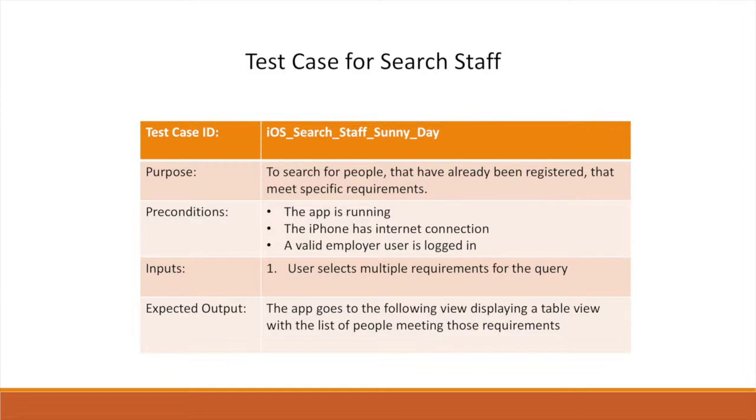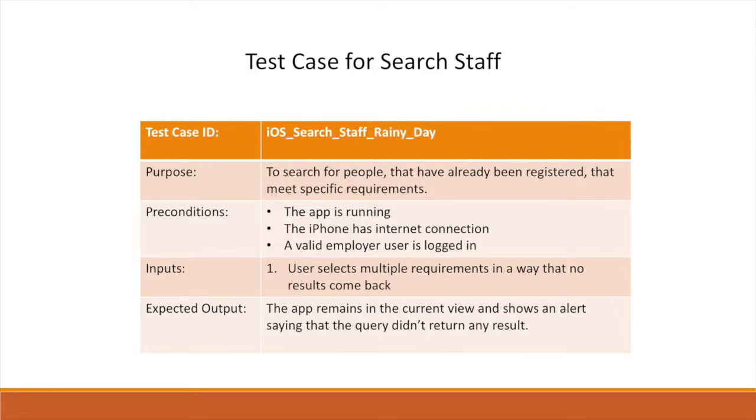The purpose is to search for people that are already on the database that meet specific requirements. The preconditions are that the app is running, the iPhone has internet connection, and a valid employer user is logged in. The inputs are simple. The user selects multiple requirements before he searches, and the expected output is that the app navigates to the next view, and it shows a table view with the list of all the people that meet those requirements.